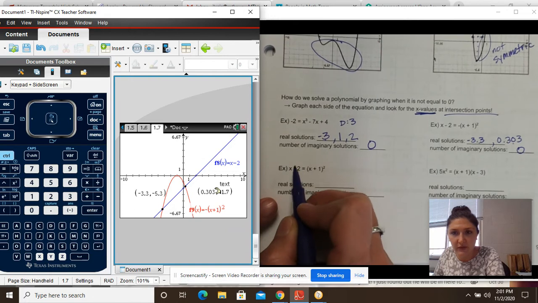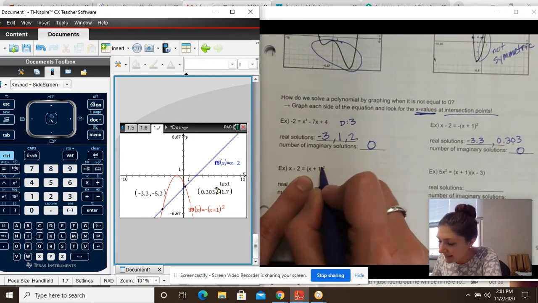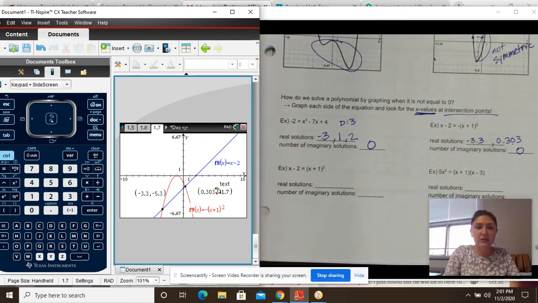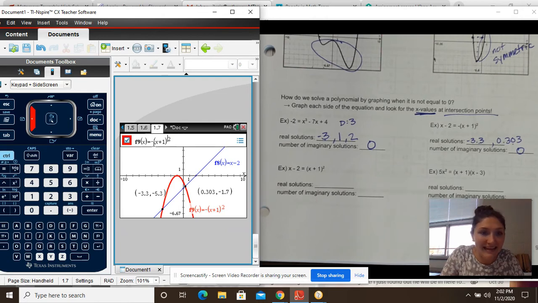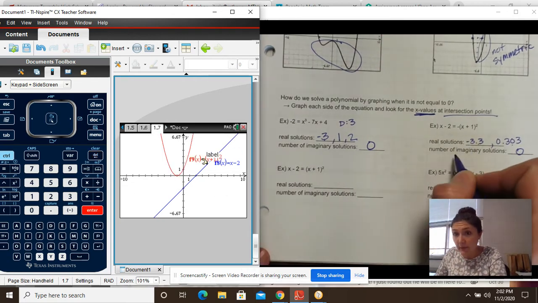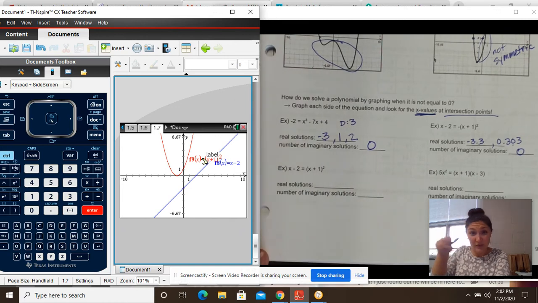The only difference is this time my parabola part, that x plus 1 squared, doesn't have a negative in front. So I'm actually just going to keep this same graph and then edit it. Get rid of that negative and see what we have going on now. That negative in front made our parabola open down before. Since I'm positive for my lead coefficient for that parabola, this time it's opening up.